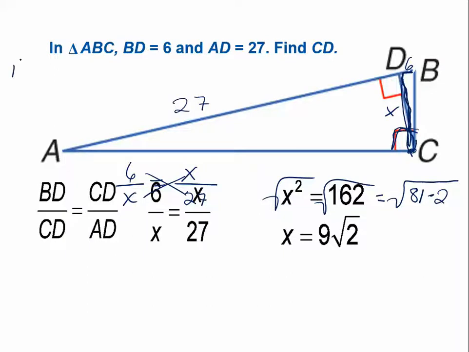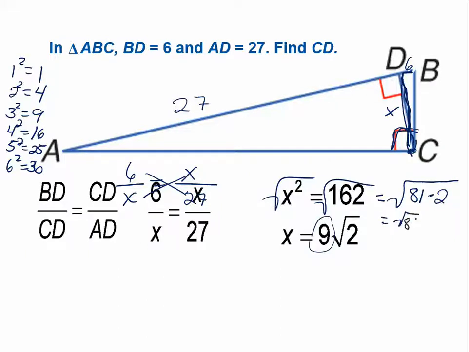So 1 squared equals 1. 1 is a perfect square. 2 squared is 4, I'm sorry. 4 is a perfect square. 3 squared is 9. 9 is a perfect square. I think you get the idea. 16 is a perfect square. 25 is a perfect square. 36 is a perfect square. 81 is a perfect square. What is the square root of 81? 9. So we can rewrite this as the square root of 81 times the square root of 2.